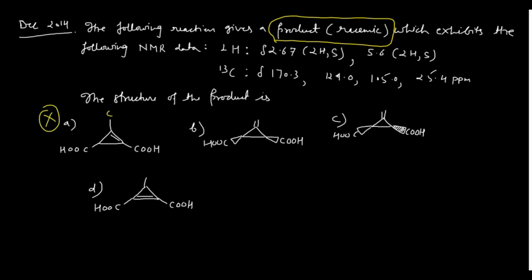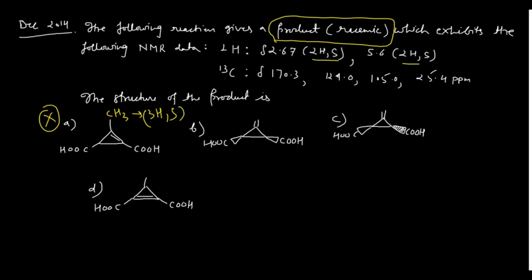Why? Because it is CH3, so in the proton NMR spectrum you should have a 3 proton singlet. But in the proton NMR spectrum, you have 2 proton singlets, not 3. So you can discard option A. Now moving to option B.